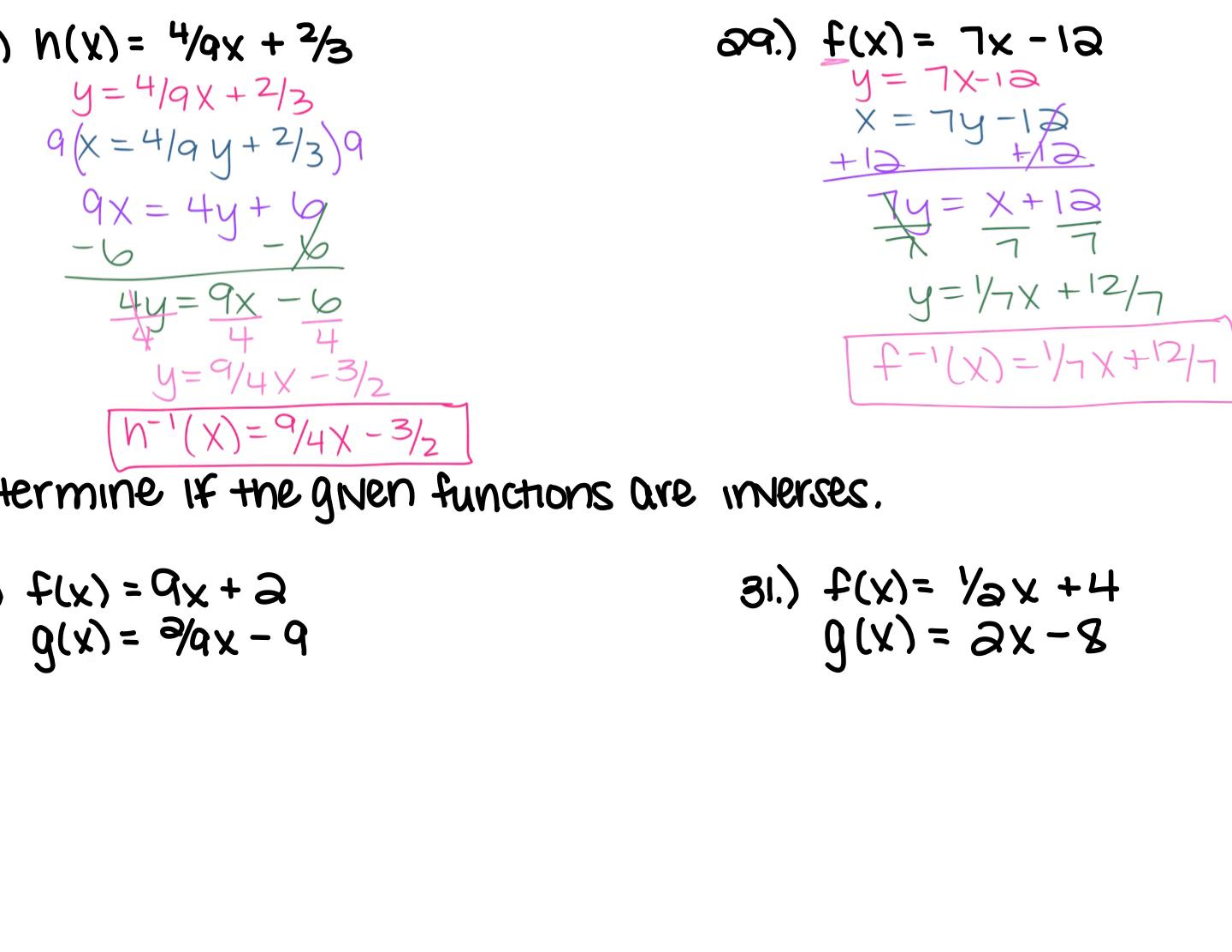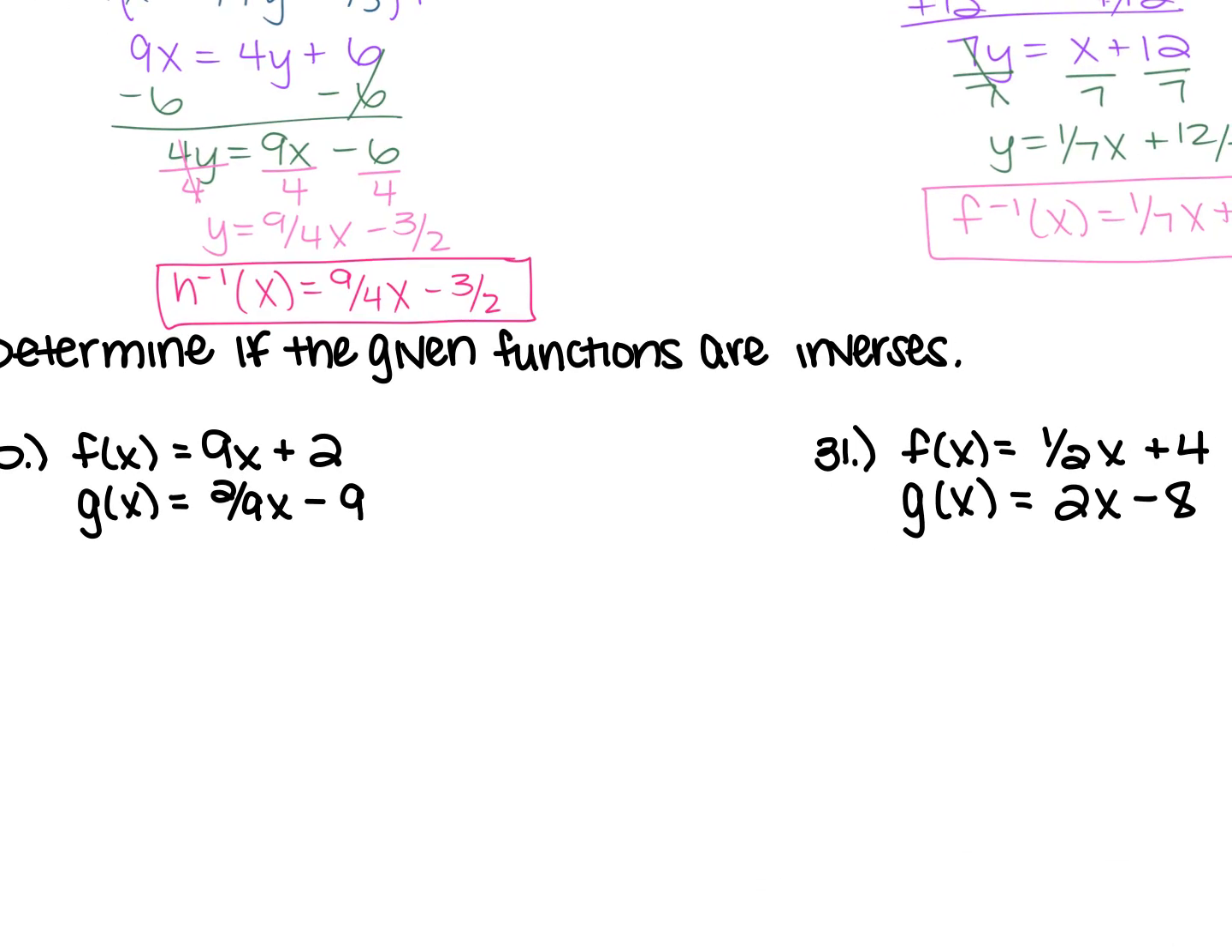I'm going to choose to do it the last way that I just said. So the first one that we have, we're given f of x is equal to 9x plus 2. g of x is equal to 2/9 x minus 9. So if I'm going to find f of 2 first, that's going to give me 9 times 2 plus 2, which is 18 plus 2, which is 20.